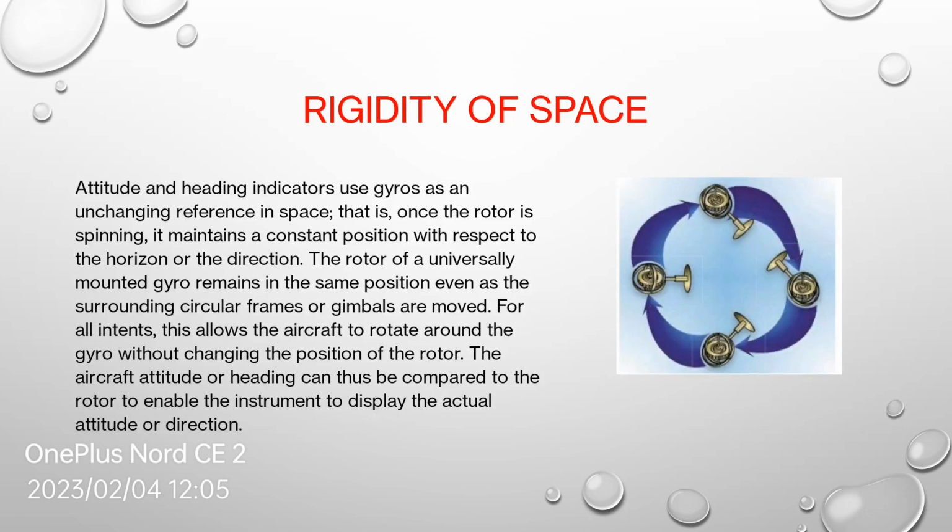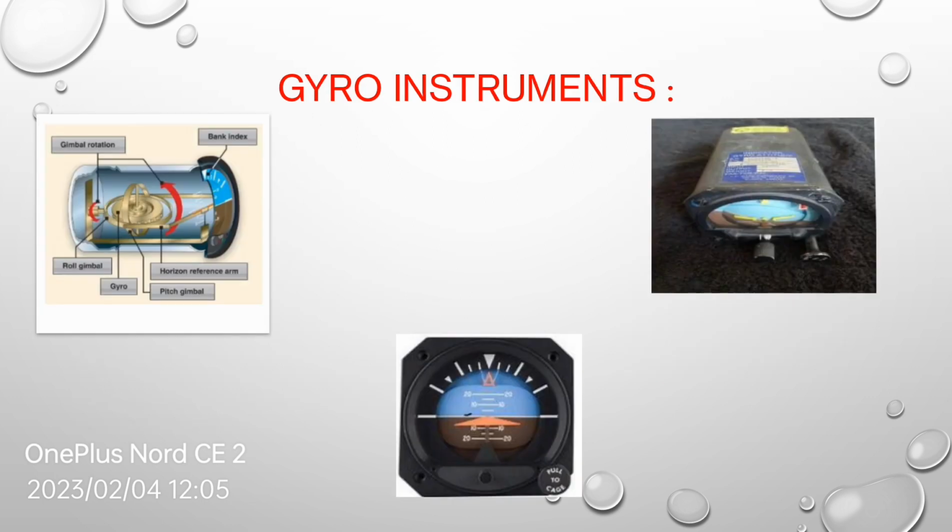Rigidity in space. Attitude and heading indicators use gyros as an unchanging reference in space. That is, when the rotor is spinning, it maintains a constant position with respect to the horizon or the direction. The rotor of a universally mounted gyro remains in the same position, even as the surrounding circular frames or gimbals are moved. The aircraft attitude or heading can be compared to the rotor to enable the instrument to display the actual attitude or direction. Gyro instruments.